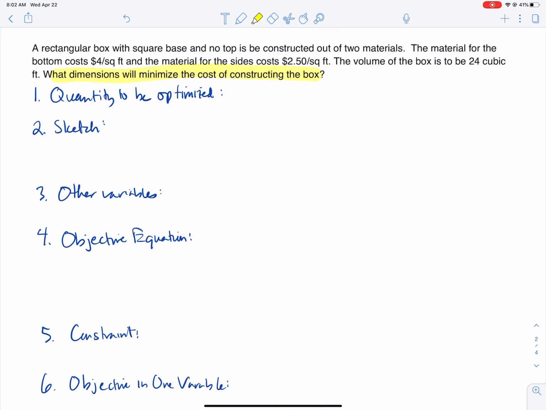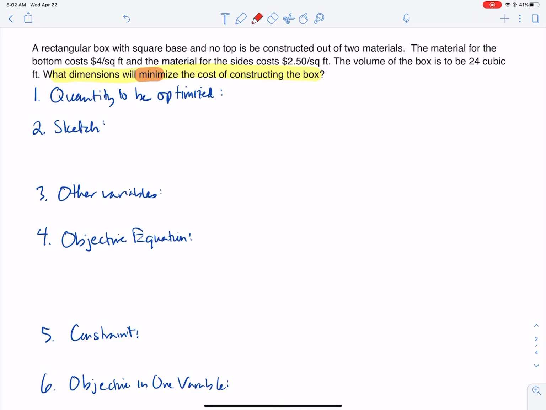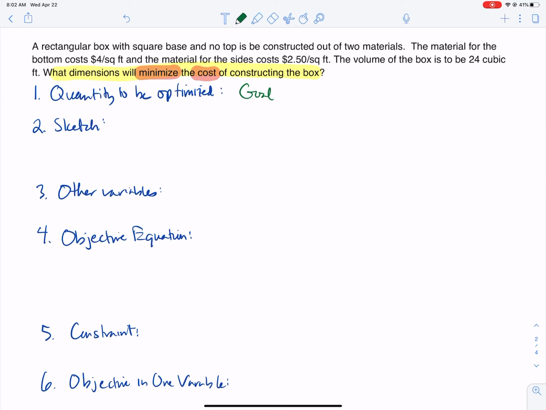And so when I see the word minimize and what I am trying to minimize, that tells me what it is I'm going to optimize in this case. And so my goal is going to be to minimize the cost, and I'm going to give it a letter name, C, of construction.